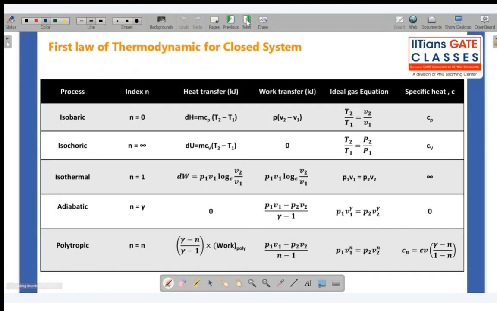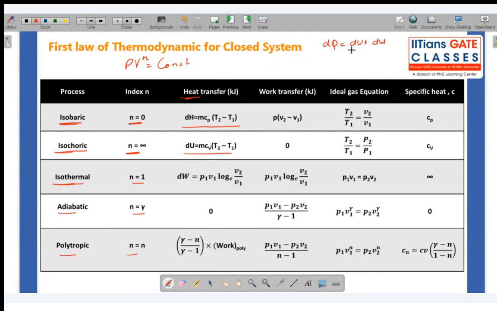Okay. Now, I have summarized everything for you. This is the ideal gas index. We discussed the K value, right? So this is that value. We defined everything in terms of PV^n equals constant. So the n value for isobaric is n equals zero. For constant volume, it's infinity. Isothermal, it's one. Adiabatic, it's gamma. Polytropic, it's n. Heat transfer: isobaric, we have just discussed this today, is equal to dH. Isochoric, dU. Isothermal, we have discussed dQ is equal to dU plus dW.